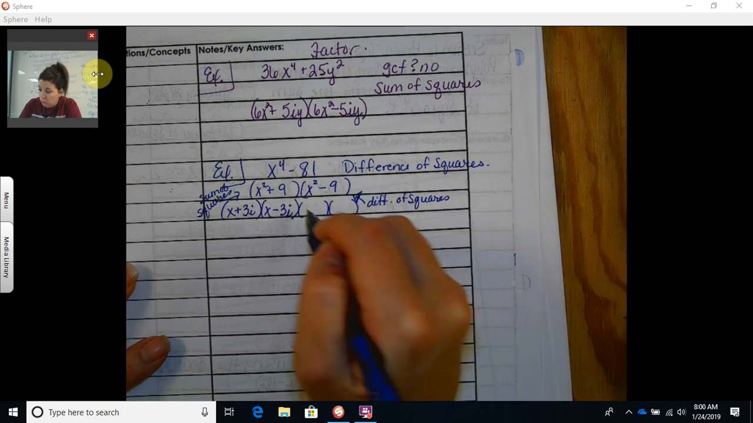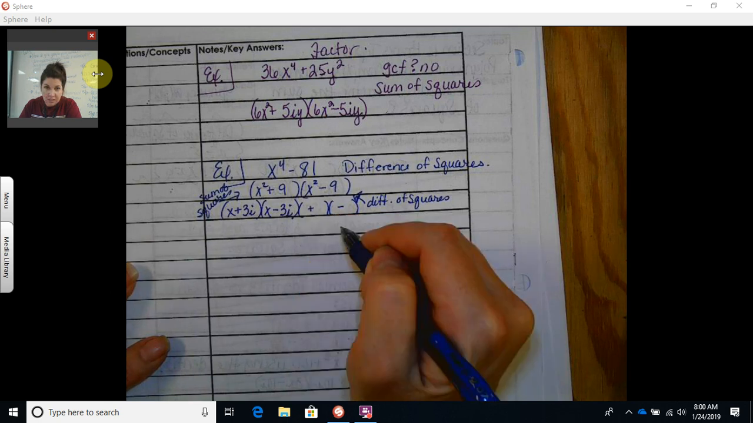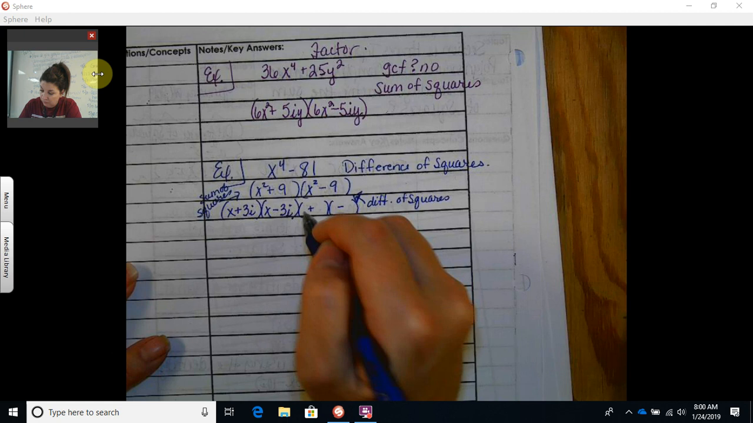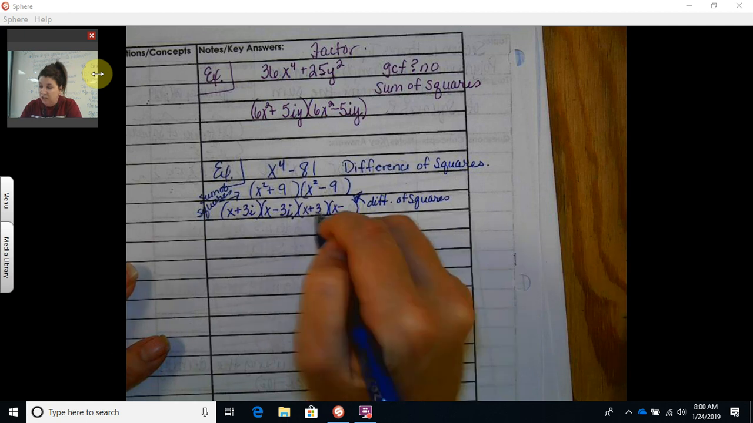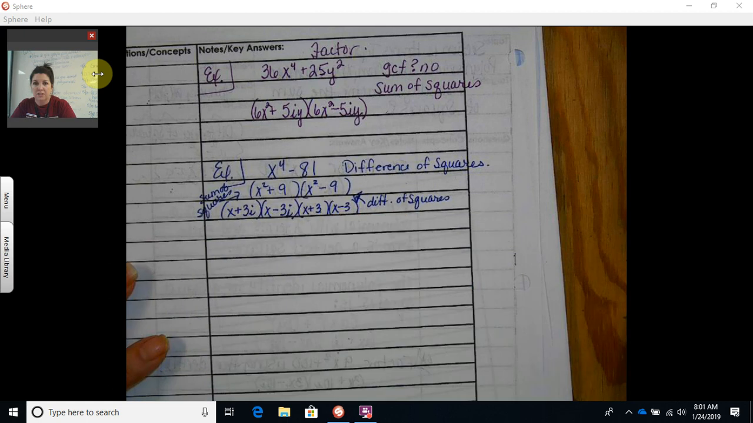2 sets of parentheses. One gets a plus, one gets the minus. What is the square root of the first term? It's the square root of the last term. And no i on that, right? Those are real factors. There you have it. Before today, we'd have just factored x squared minus 9 further.